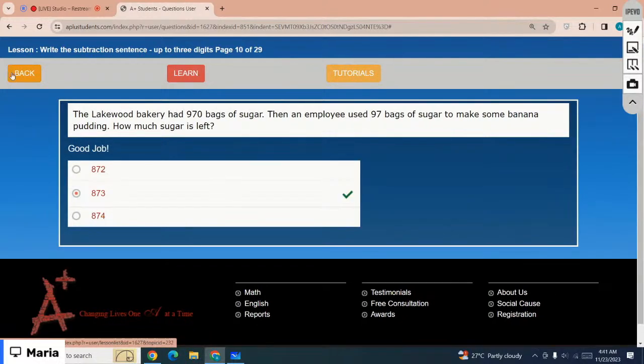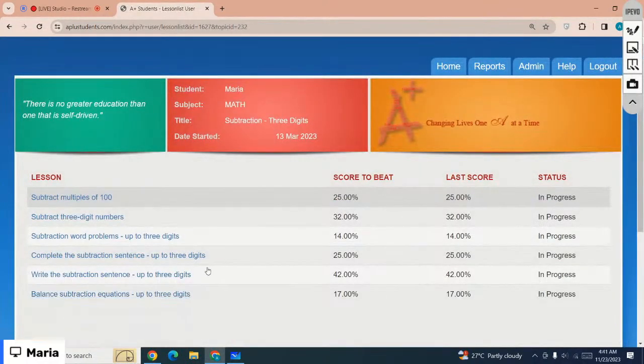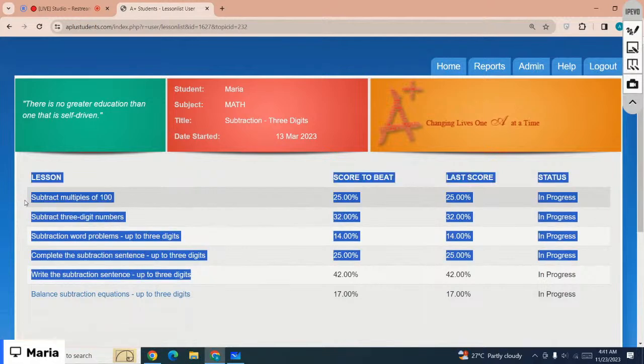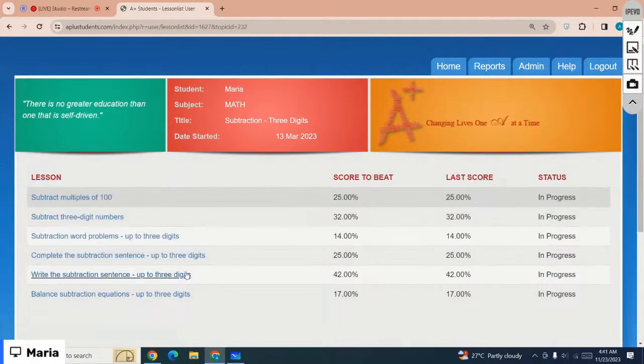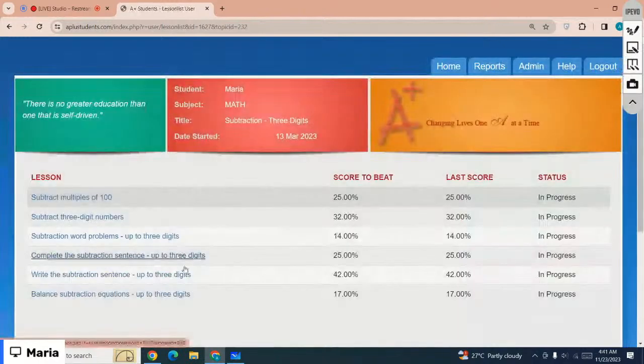Okay, you can complete the lesson by yourself later today. So we were working on grade 2 math. The chapter we were working on is subtraction, three digits, and the lessons we have covered today are subtract multiples of 100, subtract three digit numbers, complete the subtraction sentences up to three digits, and write the subtraction sentence up to three digits, right?